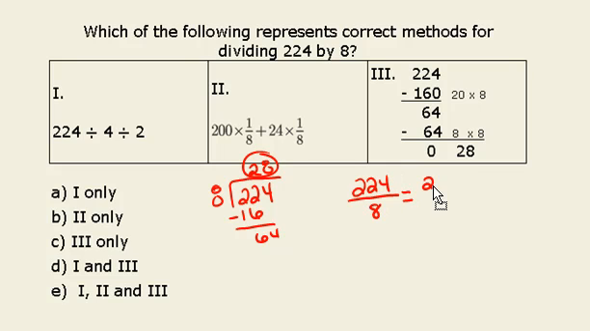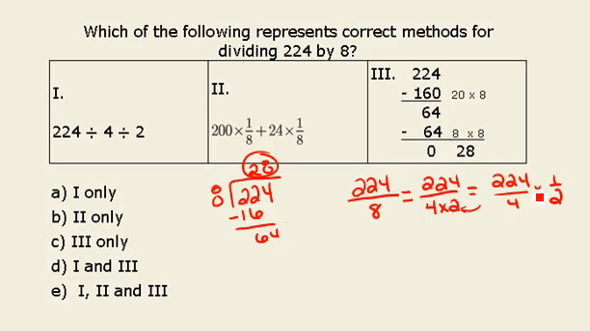One way to see this is we took 224 divided by 8, which is the same as 224 divided by 4 times 2, which is the same as 224 divided by 4 times 1/2. We can verify that because if we multiply across our numerators and multiply across our denominators, we would get back to where we started from.